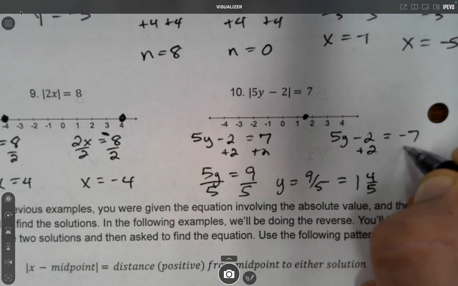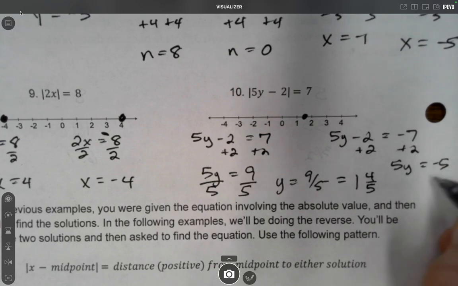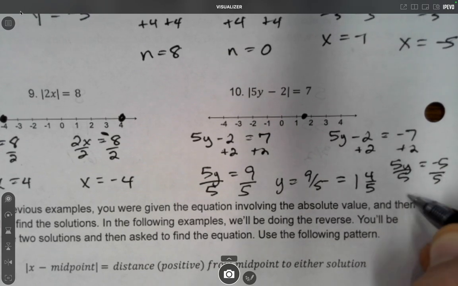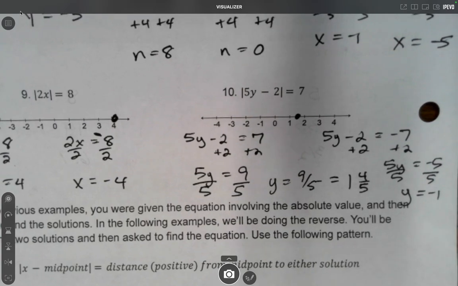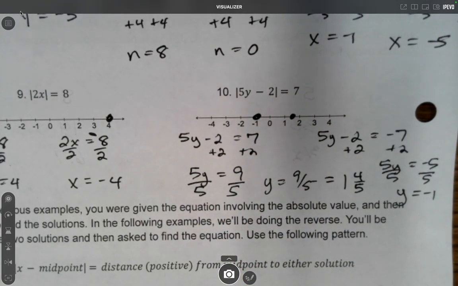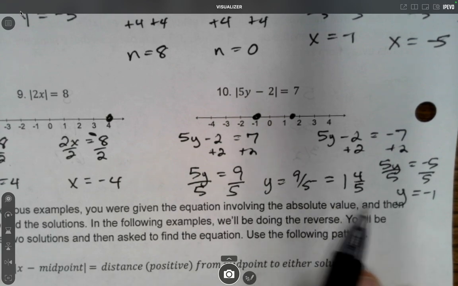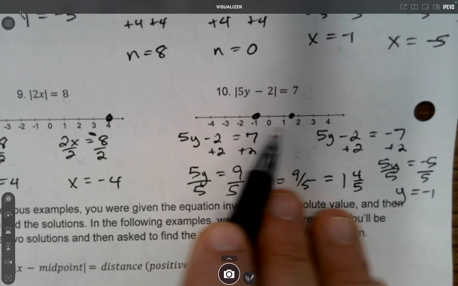Now this one we add 2 to both sides. Get 5y equals negative 5. We divide both sides by 5, and we get y equals negative 1. So our other answer is negative 1. So our two numerical answers are 9/5 or 1.8 or 1 4/5 and negative 1. You can see in the graph here on the line.